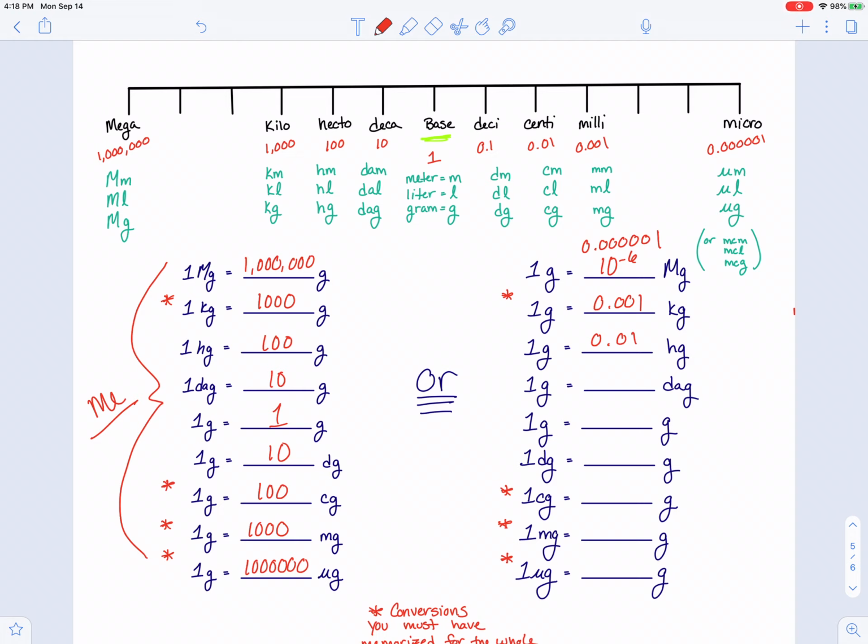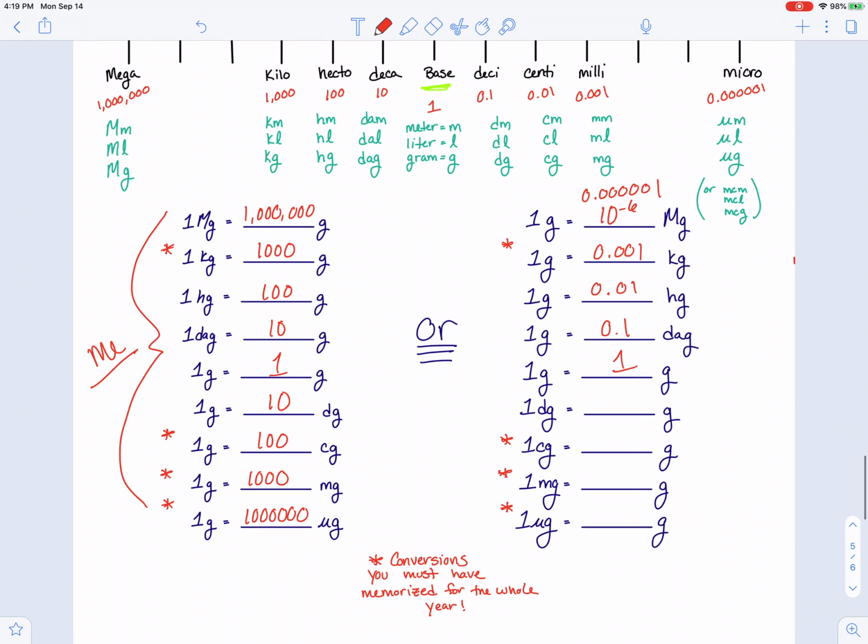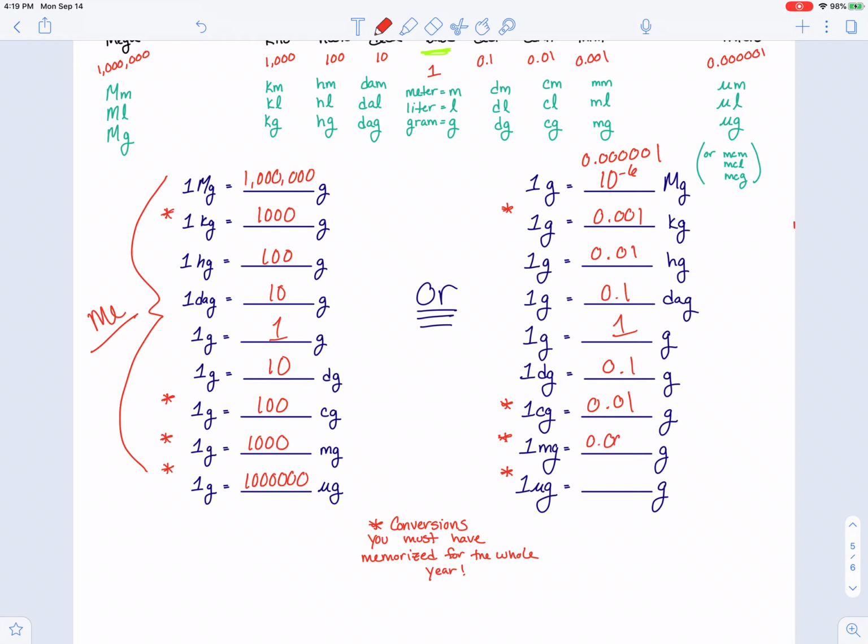A decagram is larger. It's 10 grams to a decagram. So a gram would only be a tenth of a decagram. 1 gram is equivalent to 1 gram. Again, that was just there for symmetry. Remember, decigrams are small, right? So a single decigram is only a tenth of a gram. A centigram is only a hundredth of a gram. A milligram is only a thousandth of a gram. And a microgram is super tiny. It is only a millionth of a gram.